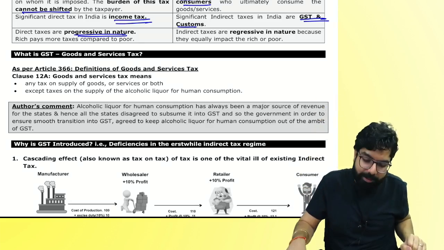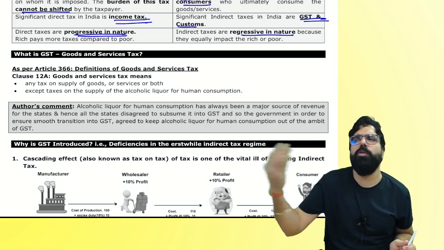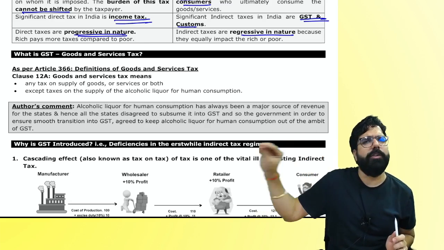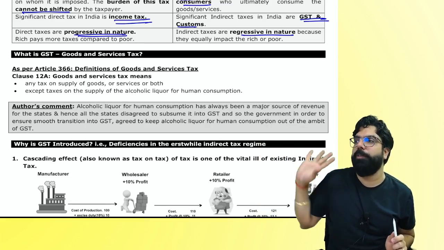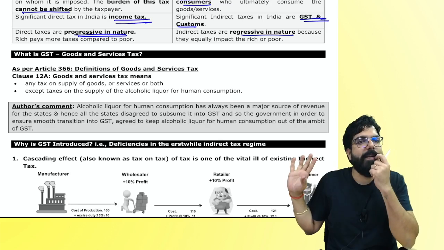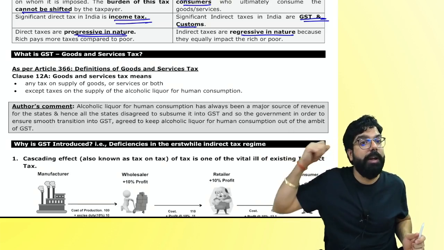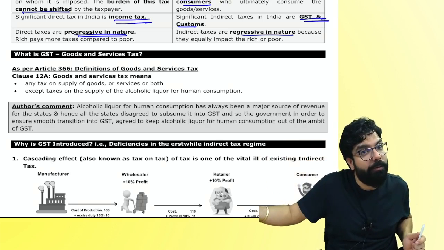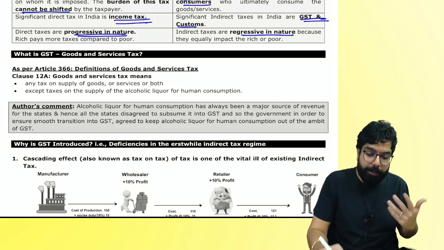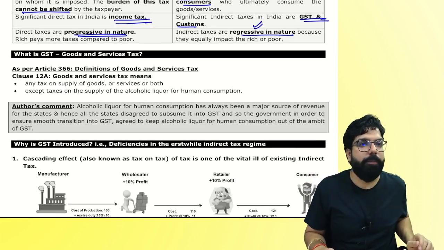Indirect tax is regressive. What do you mean by regressive? Same for all income levels. I went to one shop and had one dosa, supposedly one masala dosa. The shopkeeper charged me 20 rupees plus 5 rupees GST. You went to eat, what will he charge? 20 rupees plus 5 rupees. PM Modi went to eat, 20 rupees plus 5 rupees. One very poor person went to eat, same. So regressive means same for all income levels. Are we clear with this point, everyone?